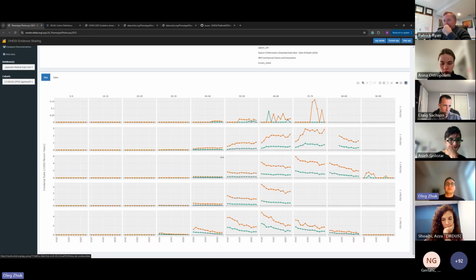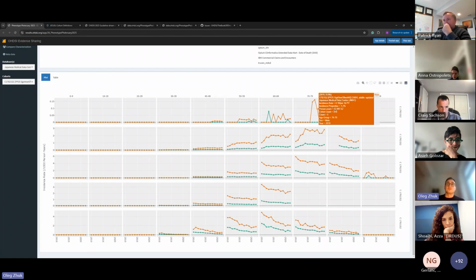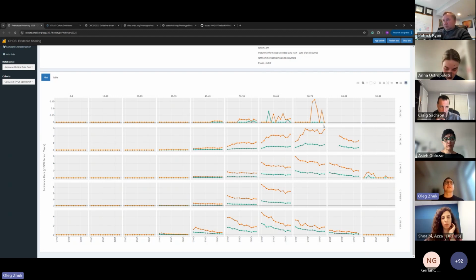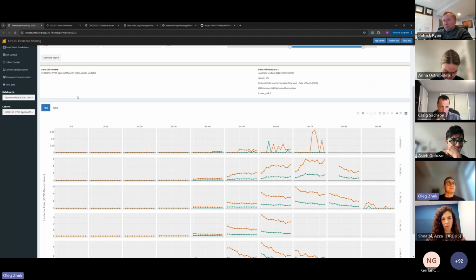So based on this, we can see that we probably have some problem in definitions of GMDC, and this is probably a sensitivity issue of our cohort applied to this data source. So it doesn't say to us that our cohort is bad. It only says that when applied to this database, we have some strange results.